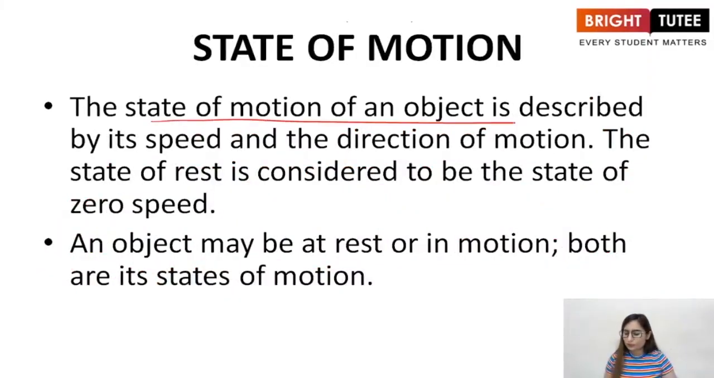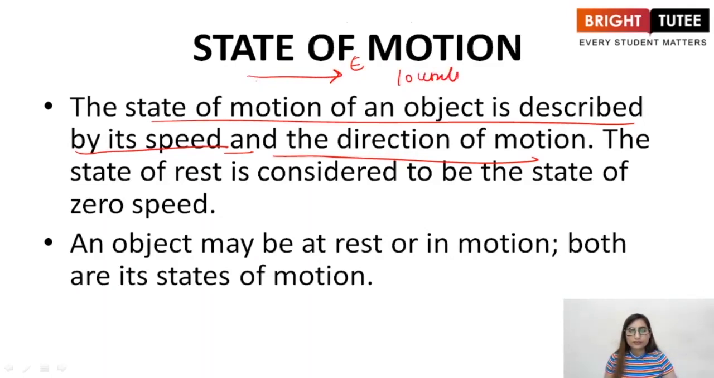Now the state of motion of an object is described by its speed and the direction of motion, right? For example, an object is moving in the right direction, in the east direction, with the speed of 10 units. So this is its state of motion.